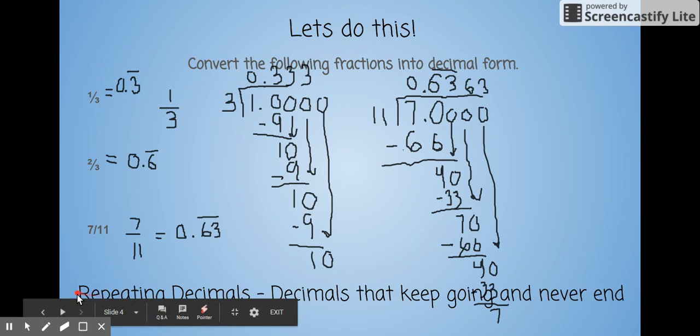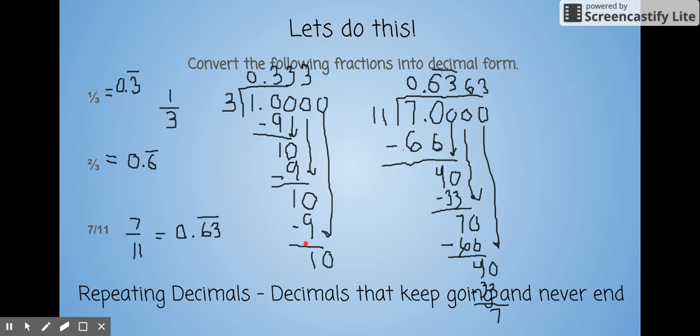So if you can please write the word repeating on the line for the second section of the notes. When you are finished writing that down, you can flip your notes to the back side, and then you are going to do all of the practice problems on the back.